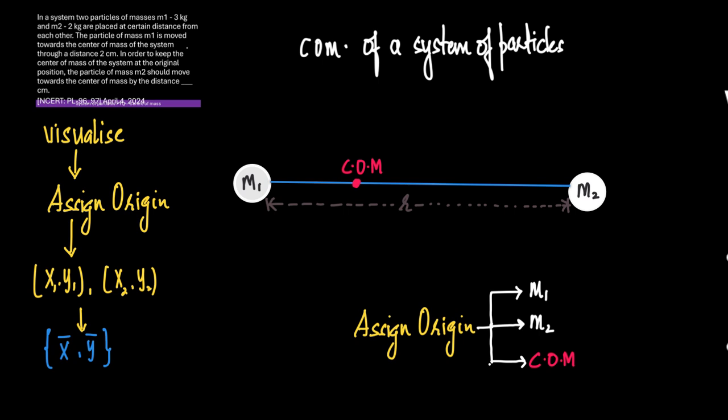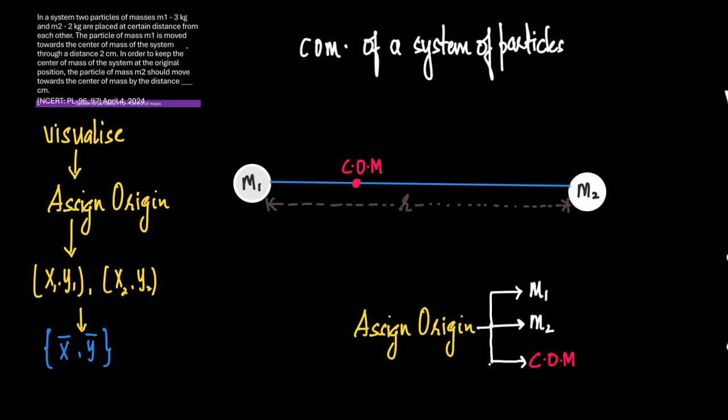Now we have a question that is based on center of mass of a system of particles, and usually the flowchart of these kinds of questions is visualizing like this, assigning the origin, calculating the distances x1, y1 and x2, y2, and then finding the coordinates x bar, y bar. The formula we know: m1 x1 plus m2 x2 by m1 plus m2.